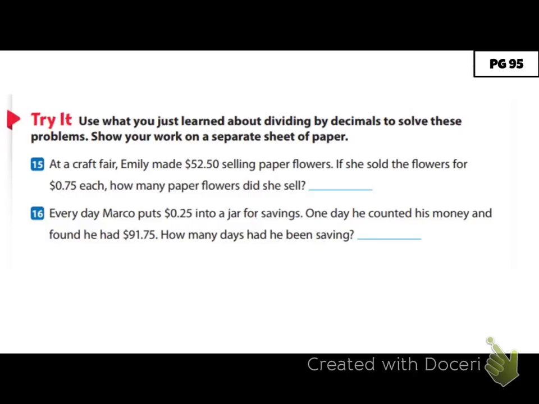Okay, you guys are going to be responsible for try it again. And if you need help, raise your hand once you've tried it, and I'll come by and help you. On the first one, you should get 70. And on the second one, which is 16, you should get 367.